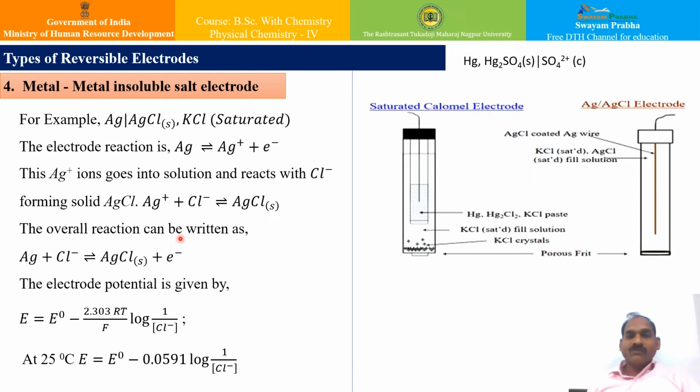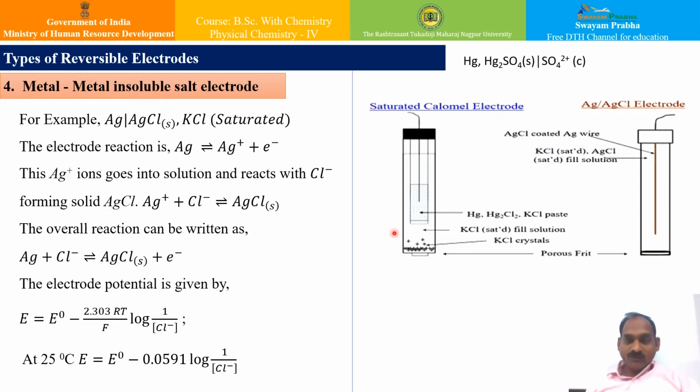So these electrodes are basically constructed for any metal with its insoluble salt dipped in a solution containing the common anion of the salt and not the common cation. And therefore, there is no question of having a metal ion kind of thing. So obviously, in this case, the anion in the solution should come from a highly soluble electrolyte like KCl. And the most frequently used electrode of this type is, we can say, the calomel electrode. You can see over here.